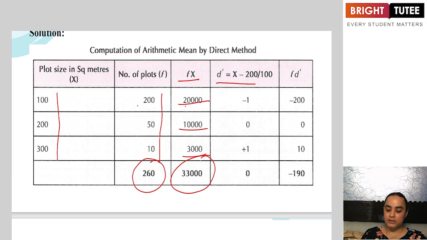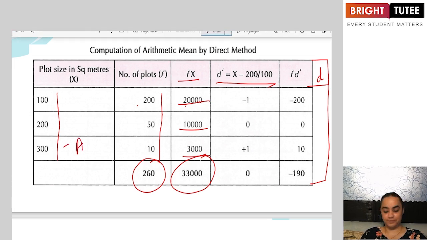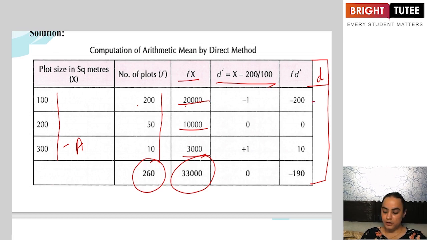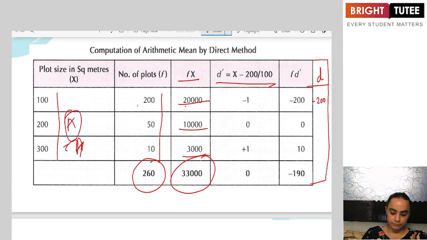And they have calculated it using the step deviation method also, and we know how to calculate the D. They've not calculated D. I will calculate here so that it is clear to you. D, they have assumed the mean to be, just a second. Yes, they've taken the assumed mean to be 200. So 100 minus 200 is minus 100. 200 minus 200 is 0 and 300 minus 200 is 100.